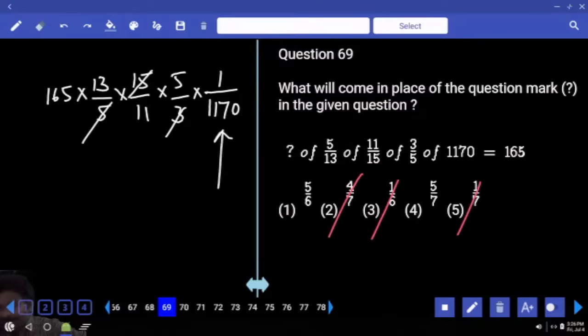1170, that's a 9 multiple. Do you have 9 multiple here? 3 multiple? Do you have 3 multiple? So numerator 3 multiple, denominator 3 square multiple. Denominator must be 3 multiple, answer 4th eliminated.